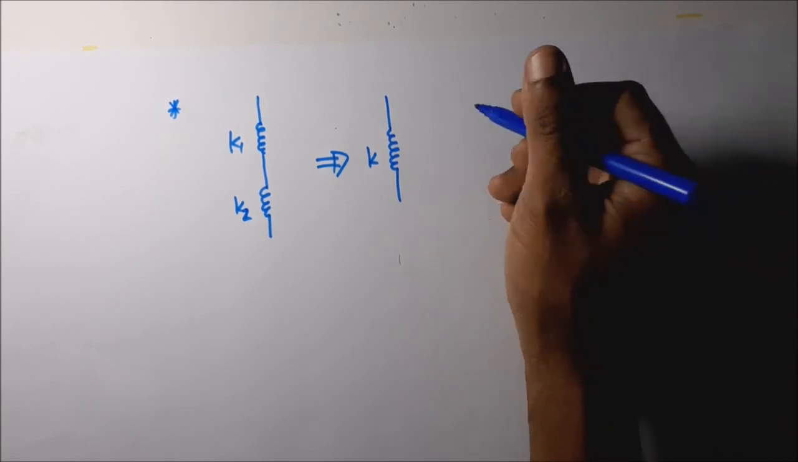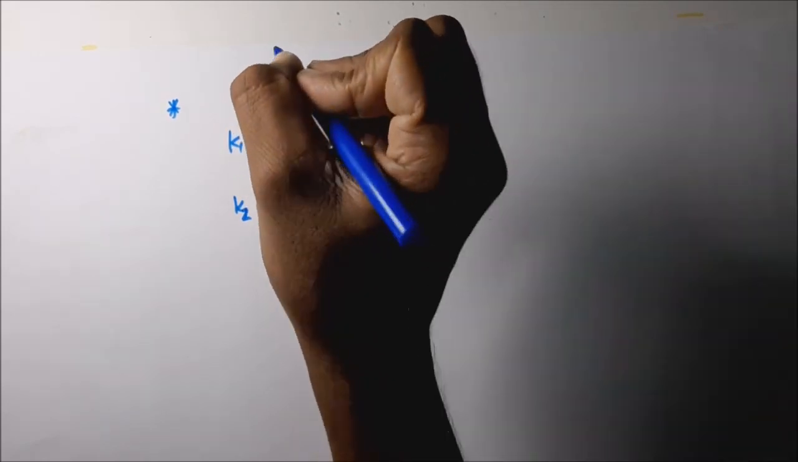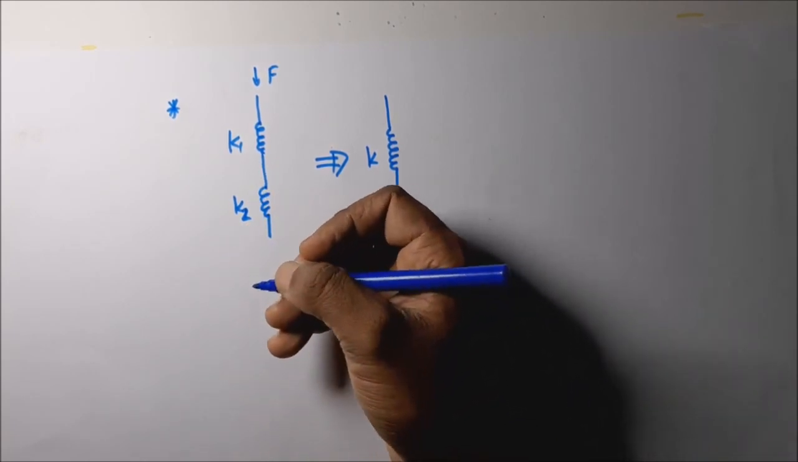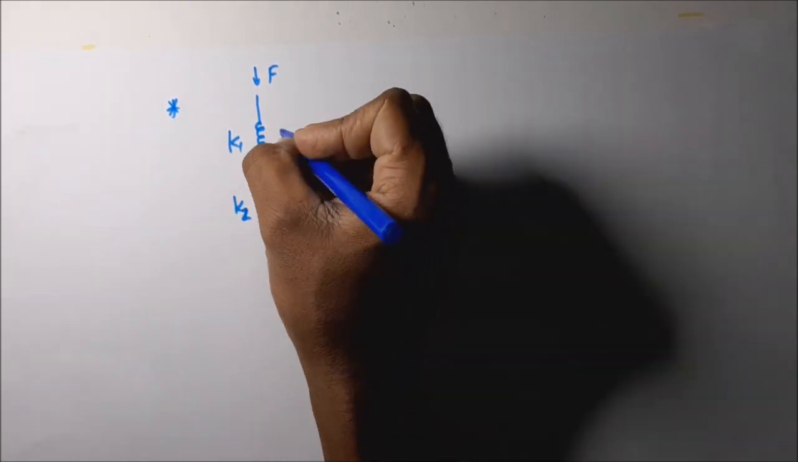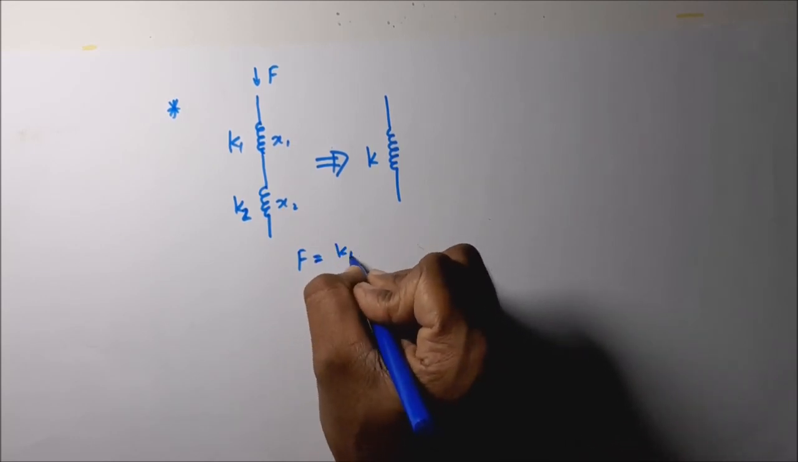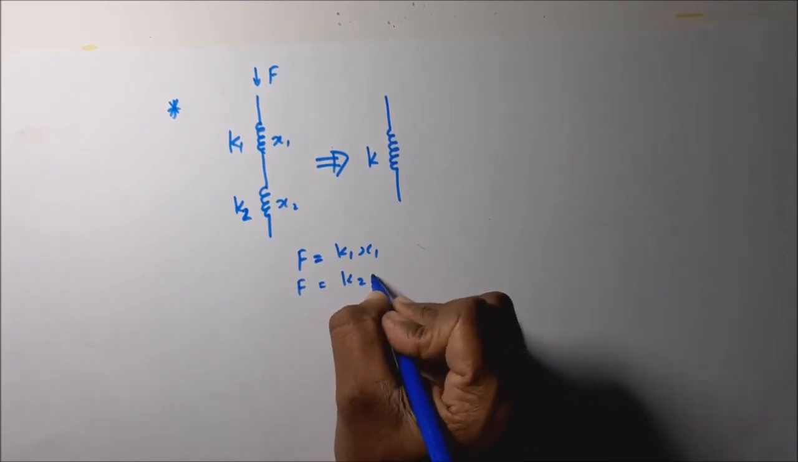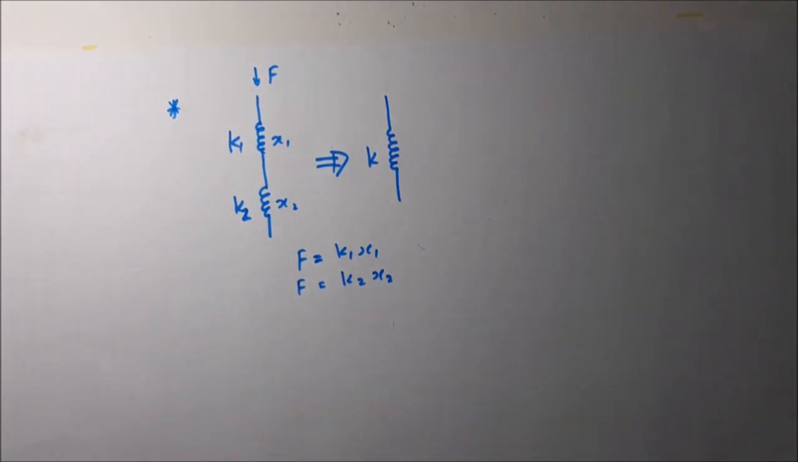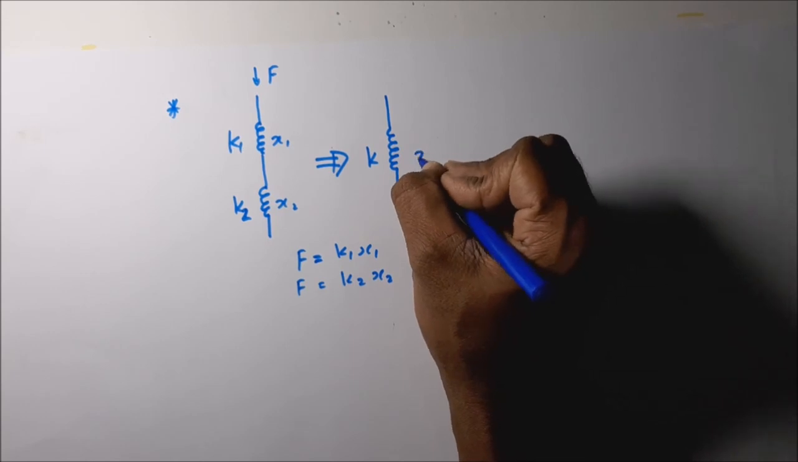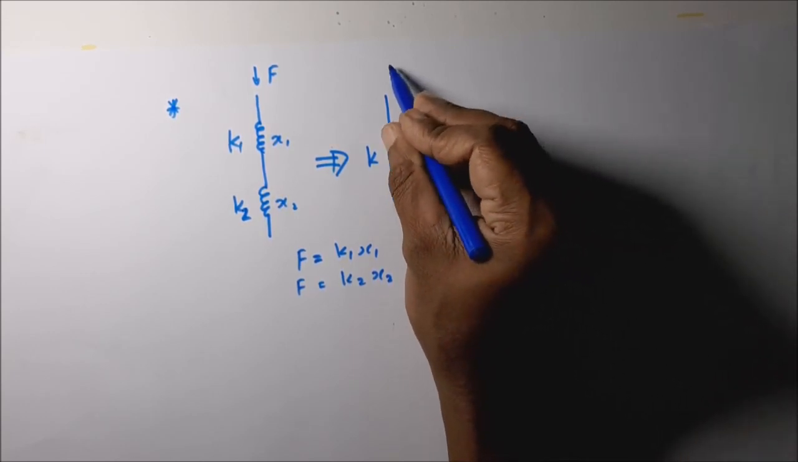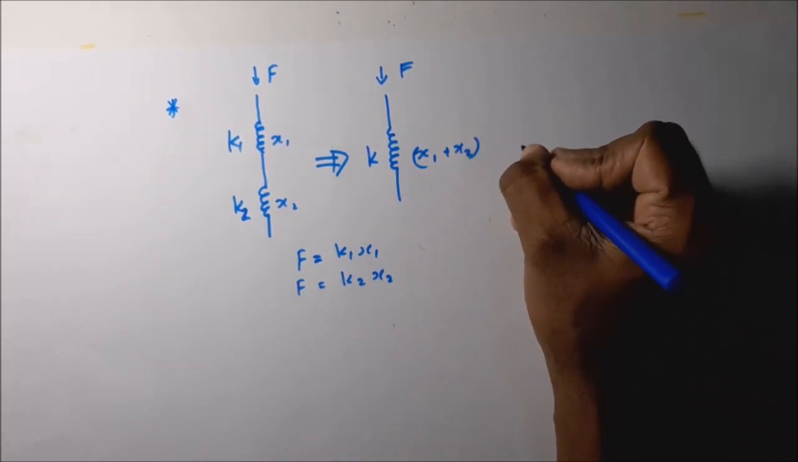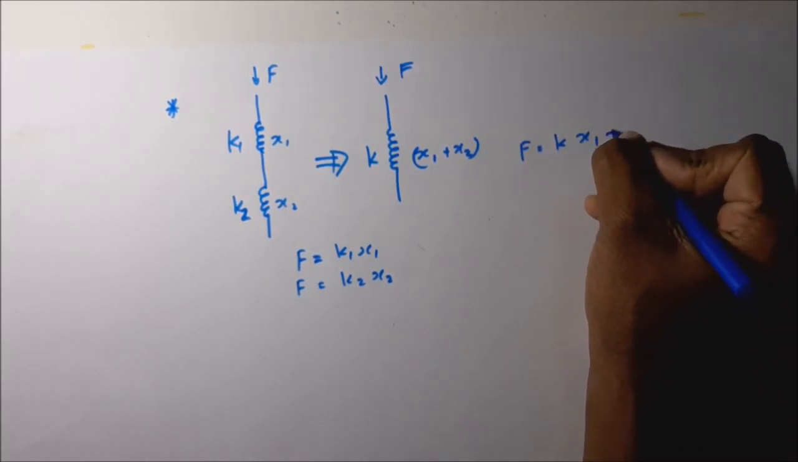Let me derive this equation. This is F. For this system, both springs are subjected to the force F. Let's take the deformation x1 and deformation x2. F is equal to k1 x1, F is equal to k2 x2. The equivalent stiffness should produce the x1 plus x2 displacement in response to force F, so we can write F is equal to k times (x1 plus x2).